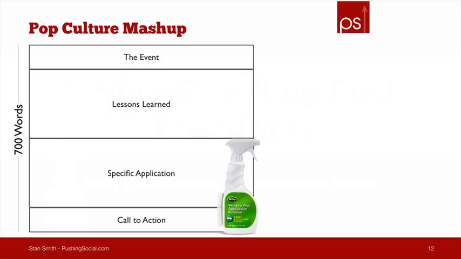Number 1 is the pop culture mashup, okay? And the pop culture mashup has 4 pieces to it. You have the event, or the celebrity or the circumstance that everyone's talking about, so you need to start there. Then you have your lessons learned, specific application, call to action. All right, so how would I use a green cleaning product and wrap this pop culture mashup around it? Everyone understand that I am not an expert in green cleaning products, but I am an expert in how to make any blog post template fit a product. So let's take a look at it.